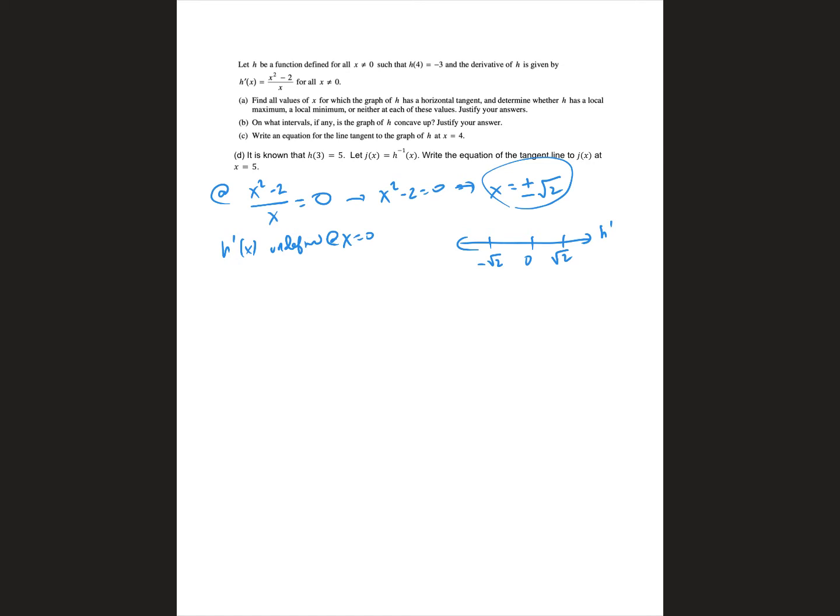when I plug in negative, like 4, which is less than negative root 2, I get a negative number. And I plug in, say, negative 1, I'm going to get a positive number. When I plug in 1, I'm going to get a negative number. And when I plug in something bigger than root 2, I'm going to get positive. So basically, this graph does that. So both negative root 2 and root 2 are relative mins, because the derivative is negative to the left and positive to the right.